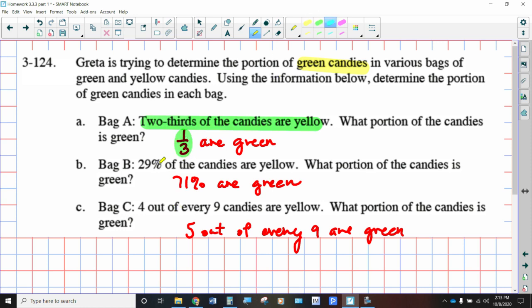In this situation, 29% of the candies are yellow, which means the rest of them have to be green. Since the bag represents 100% of all the candies, 100 minus 29 is 71, so 71% of them, the rest of them, have to be green. And 4 out of every 9 candies are yellow, which means the remaining 5 out of every 9 have to be green.